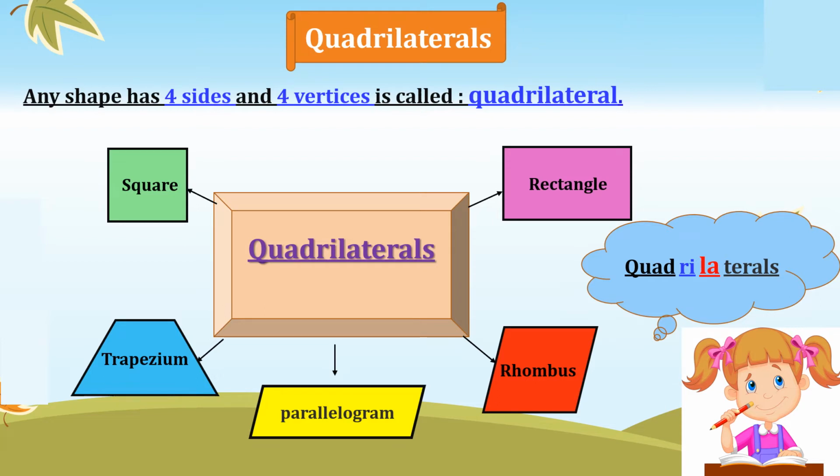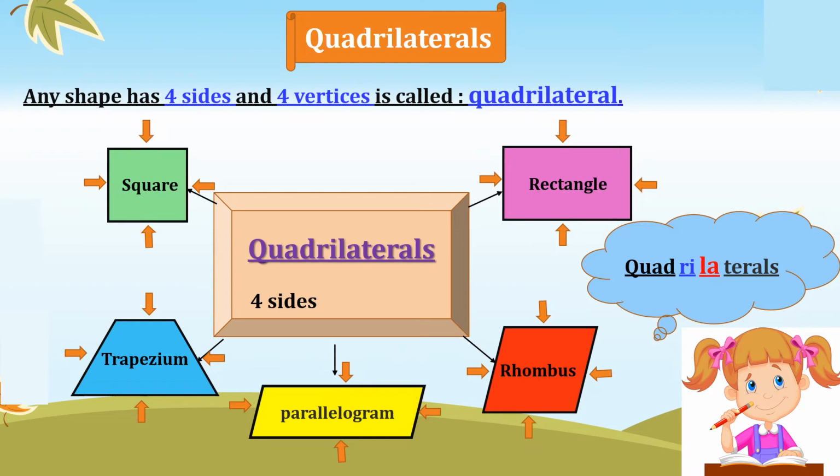Like what? Here we have square, rectangle, trapezium, parallelogram, and rhombus. Parallelogram is our new shape this year. And all of them are called quadrilaterals. It means all of them have 4 sides and 4 vertices? Yes, let's see together. Here in our square, 1, 2, 3, 4. My rectangle, 1, 2, 3, 4. And trapezium and rhombus and parallelogram.